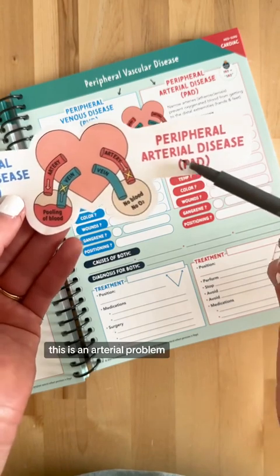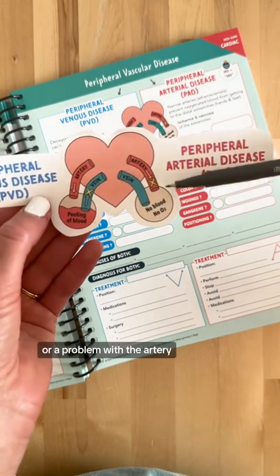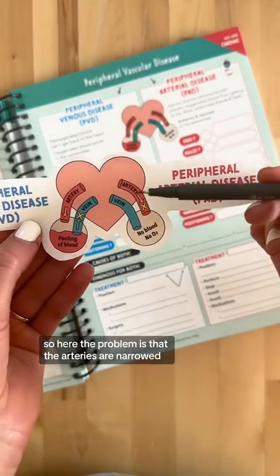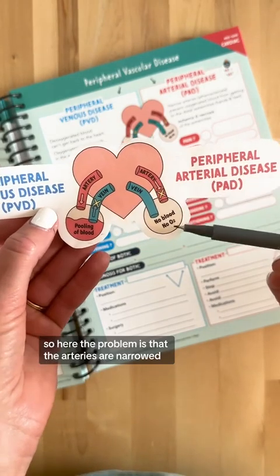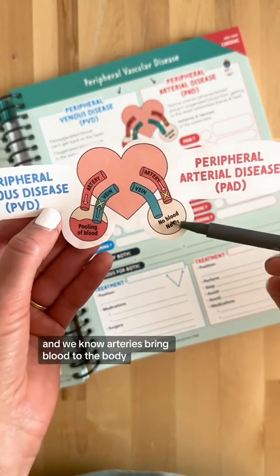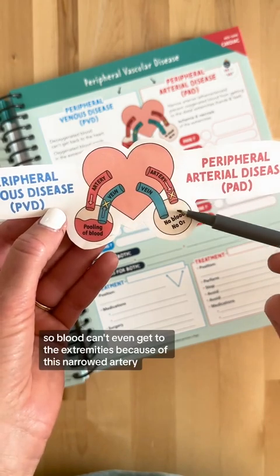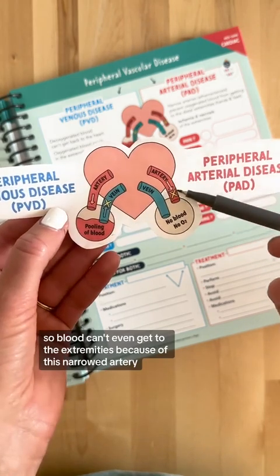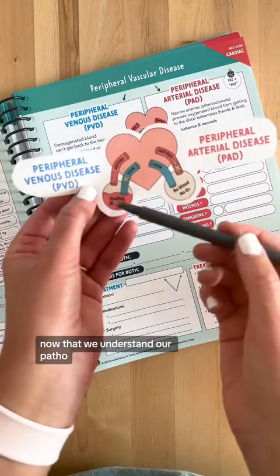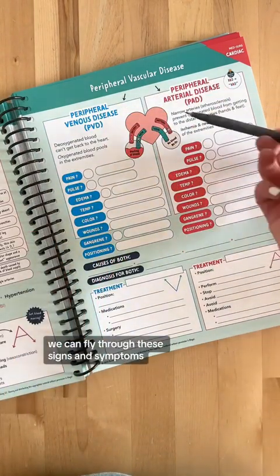Next is PAD or peripheral arterial disease. This is an arterial problem or a problem with the artery. So here the problem is that the arteries are narrowed, and we know arteries bring blood to the body, so blood can't even get to the extremities because of this narrowed artery. Now that we understand our patho, we can fly through these signs and symptoms.